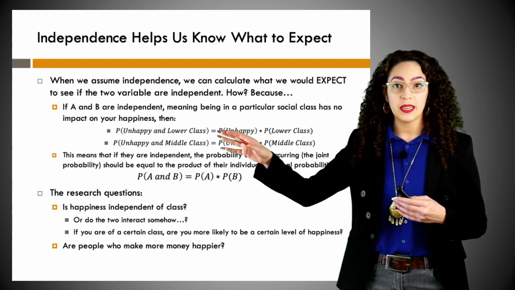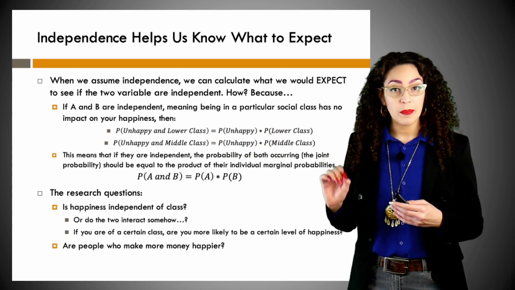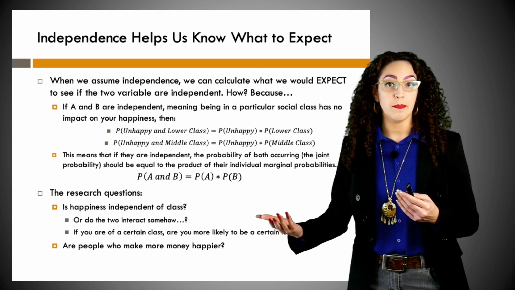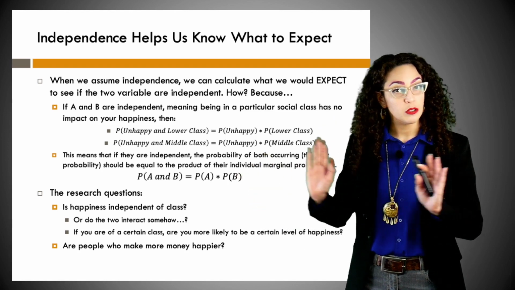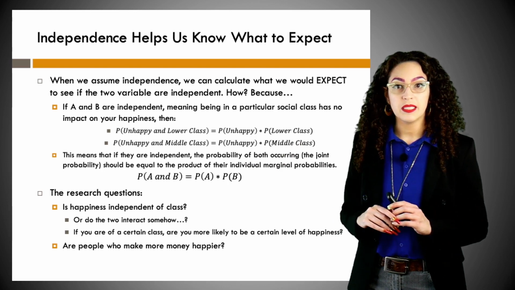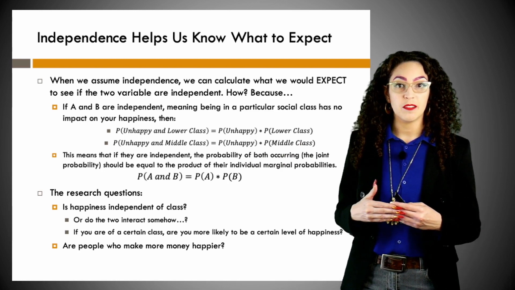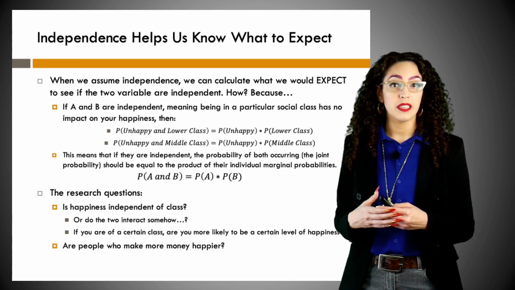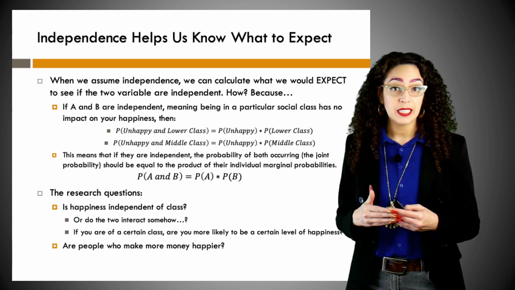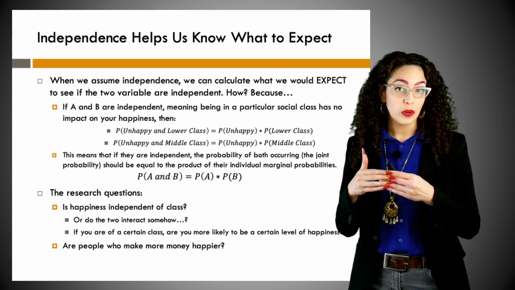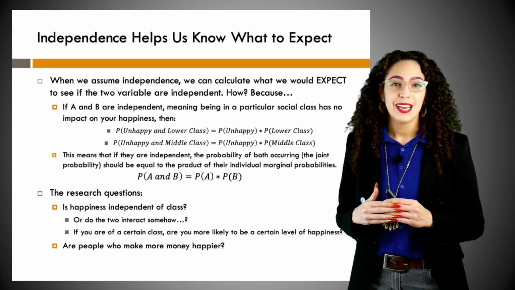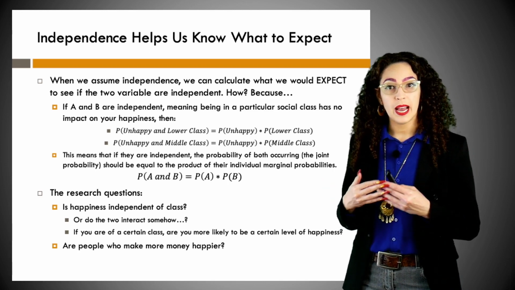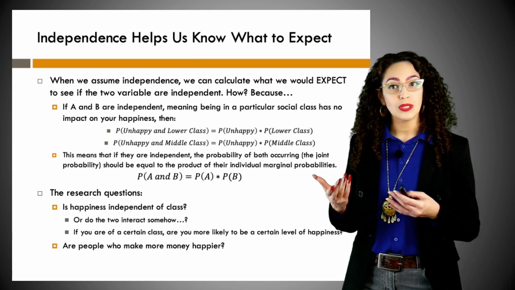So if unhappiness and being lower class were independent, the probability of that should just be equal to the probability of being unhappy and the probability of being lower class, and you just multiply those two. This means that they are independent. The probability of both occurring, that joint probability basically, should just be equal to the product of their individual probabilities. So basically, we would expect to see those joint probabilities if they were independent. So the research questions here are, is happiness independent of class, or do the two relate somehow?